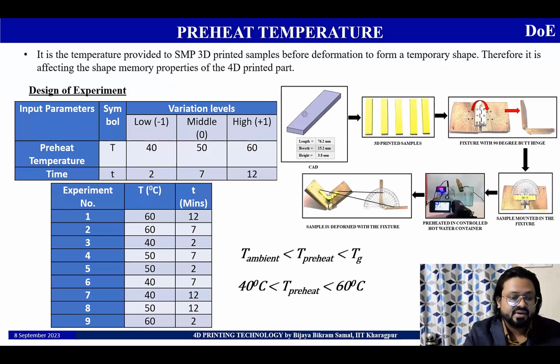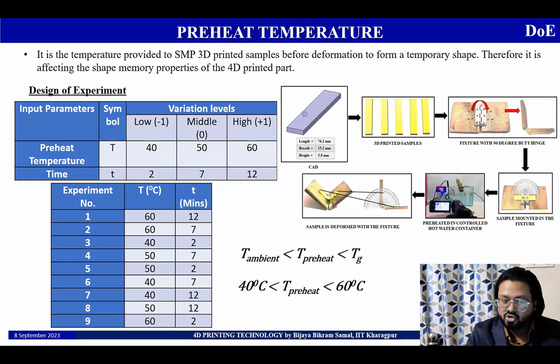Now coming to the preheat temperature. The preheat temperature is the temperature provided to the shape memory polymer parts before deformation to form a temporary shape. Therefore, it affects the shape memory properties also, so we need to optimize that. Here we have considered a design of experiment based on RSM, that is response surface methodology.